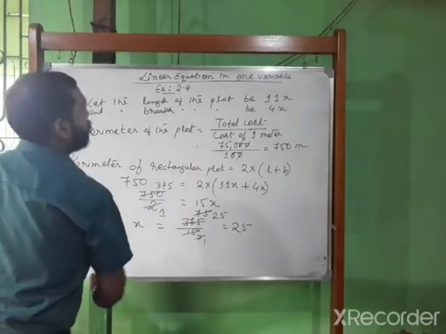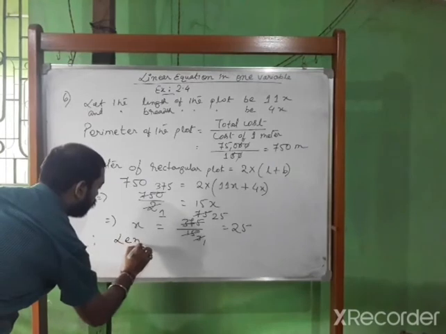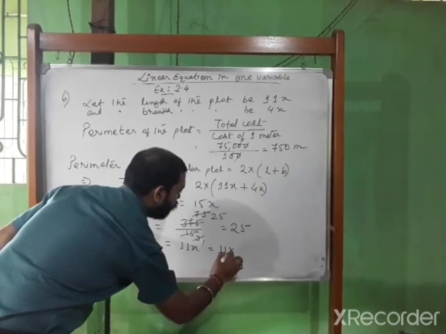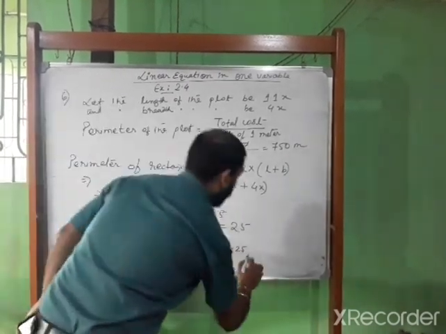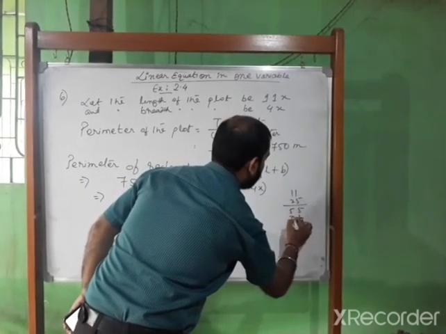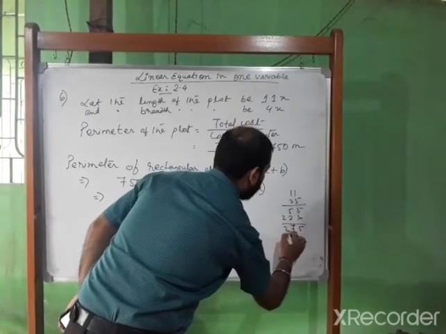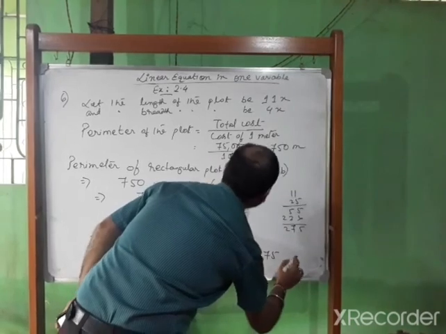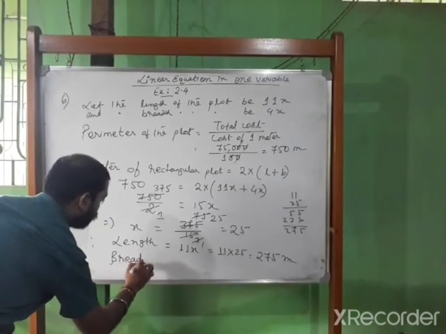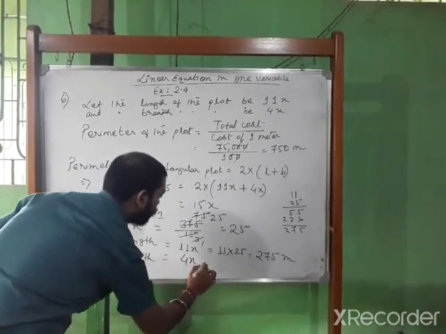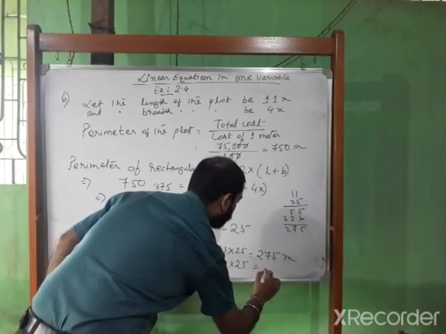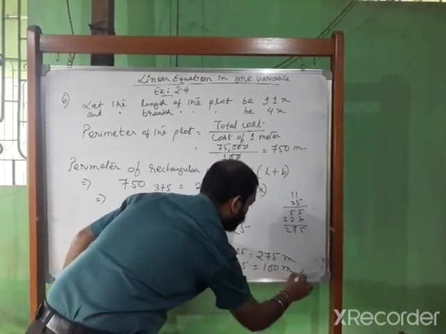Therefore we can say that length is equal to 11x, which is 11 into 25, that is 275 meters. Breadth is equal to 4x, so it will be 4 into 25. It is 100 meters.